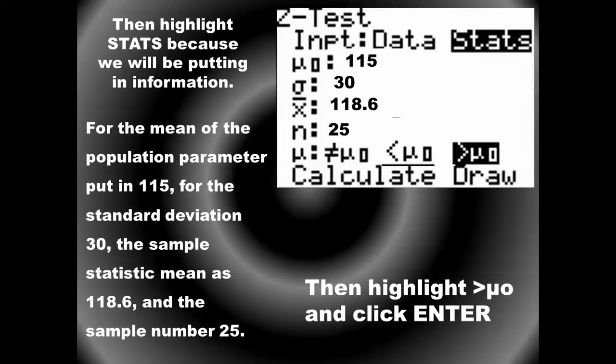And for your original mean, we have 115, which is also your population parameter mean. And then your standard deviation is 30, and your sample statistic mean is 118.6, and your sample number of students is 25. And then for your HA, we are looking for greater than, so we put greater than the mean.